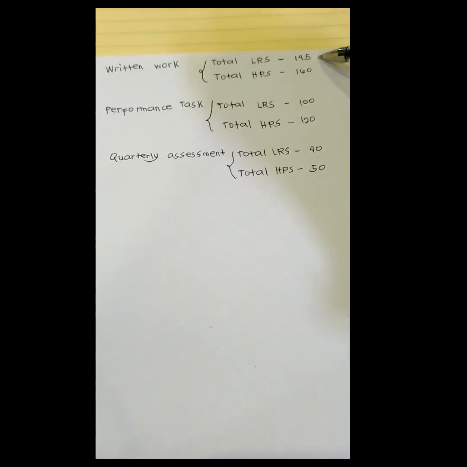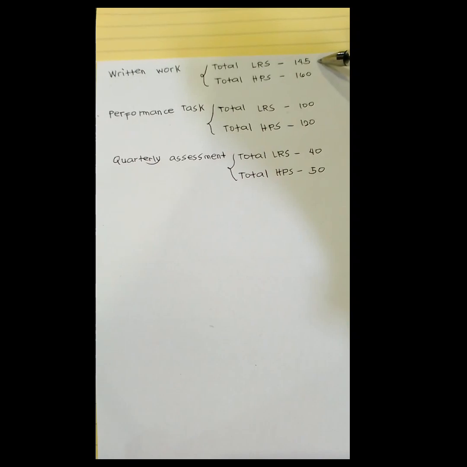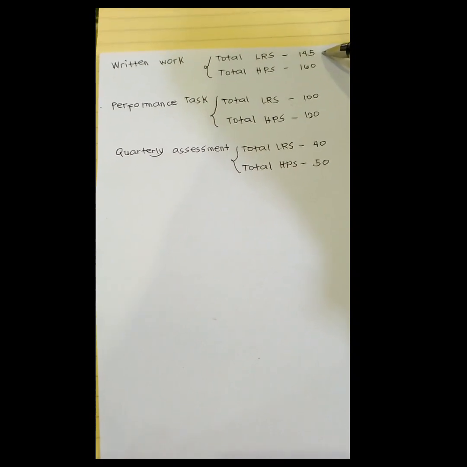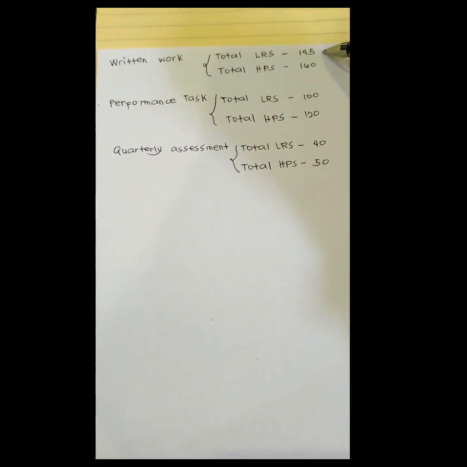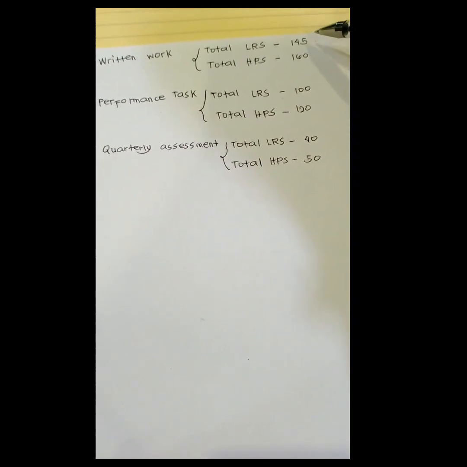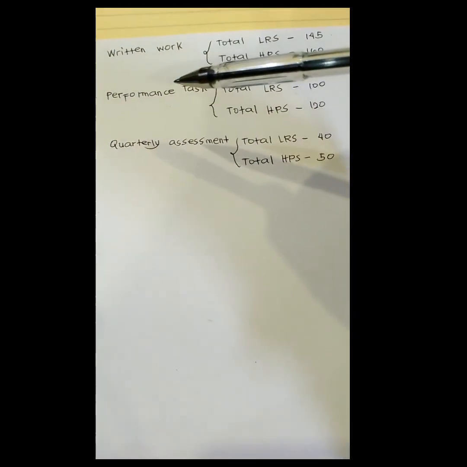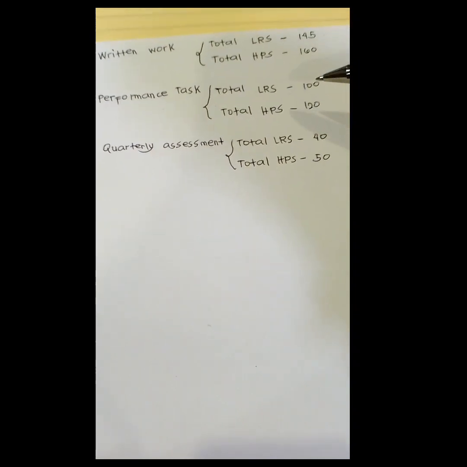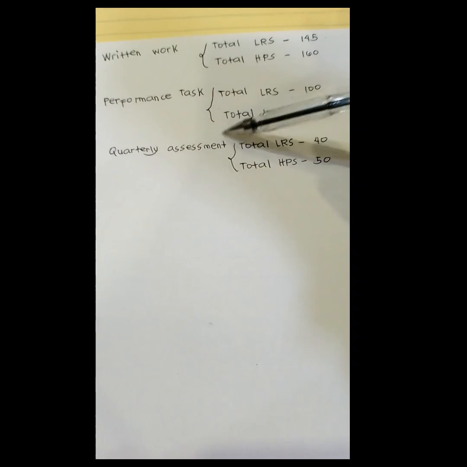And then sa written work, ang nakuha nating total learner raw score sa written work is 145. And then we have also the total highest possible score sa written work is 160. Ito yung pinakita kong examples kanina sa first slide. And then, after adding all of those, nakuha din natin sa performance task the total learner raw score is 100, and the total highest possible score sa performance task is 120.